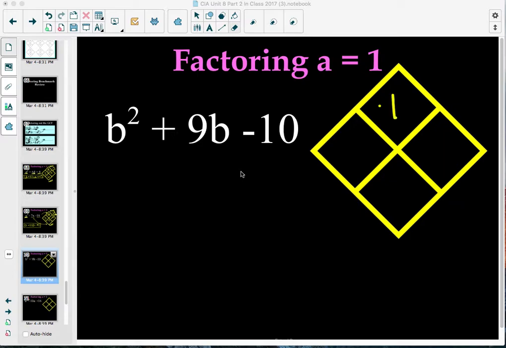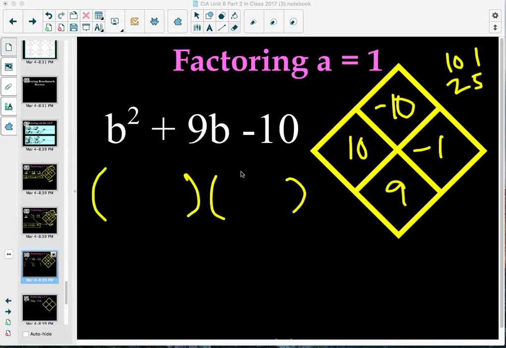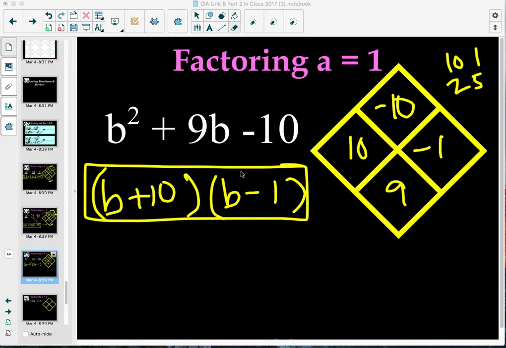All right, it should have had negative 10 on top, positive 9 on the bottom. Your factors for 10 are 10 and 1 or 2 and 5, but we have 10 and 1 because we want to add to 9. Excuse me. I need the 1 to be negative because I want my overall answer to be positive. So the bigger number needs to be positive. So my final answer is b plus 10 and b minus 1.